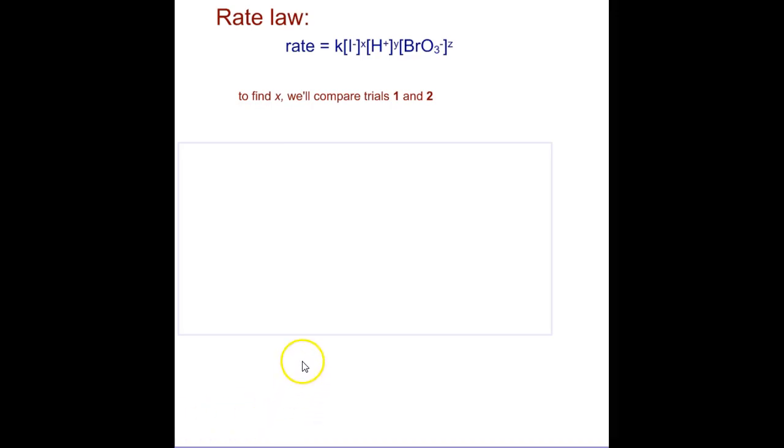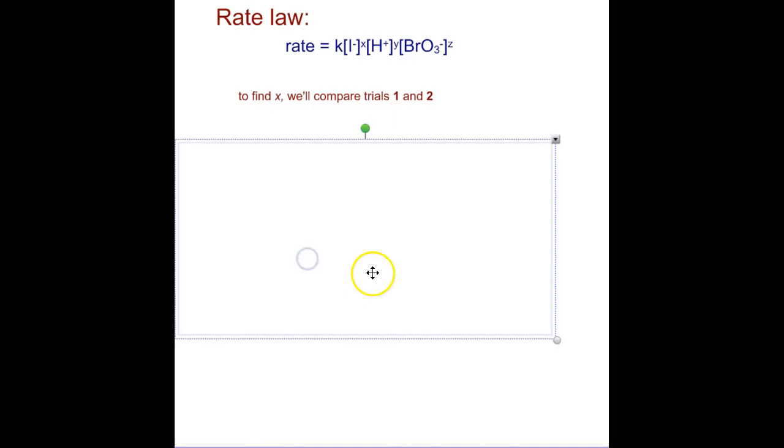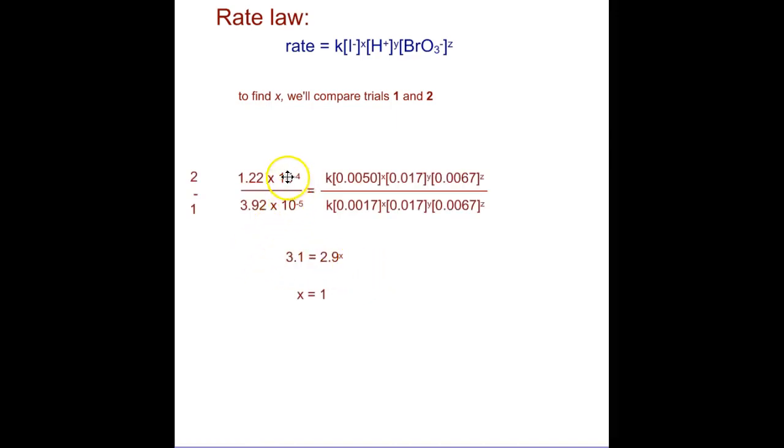So to find the rate law, we're going to compare 2 trials. And you want to pick 2 trials that have one thing different and 2 things the same. So to do that, we're going to compare trial 2 and trial 1. So I wrote the rate law. Rate equals K times iodide concentration to the X times H plus to the Y times bromate to the Z.